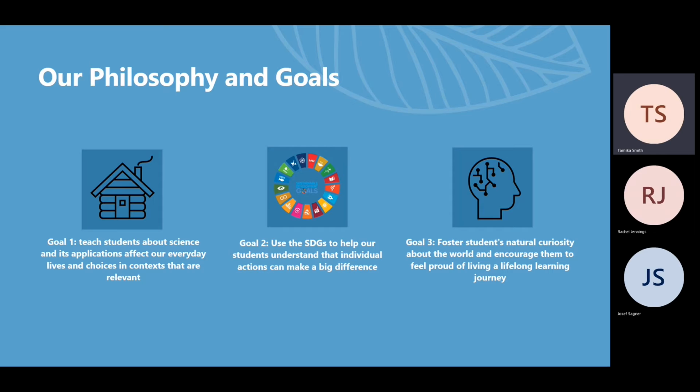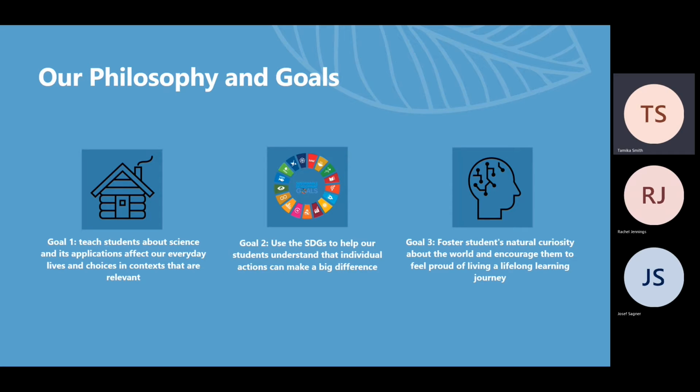Goal 1: teach students about science and its applications and how they affect our everyday lives and choices, and contexts that are relevant. This goal encourages students, as said by the Australian curriculum, to make informed, evidence-based decisions about current and future applications of science.